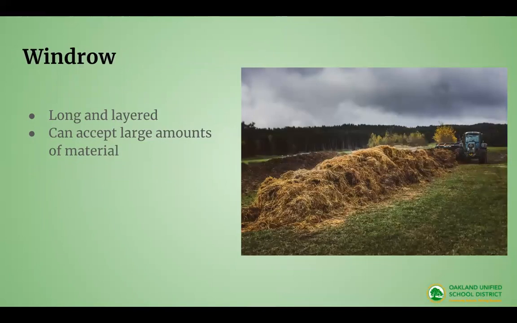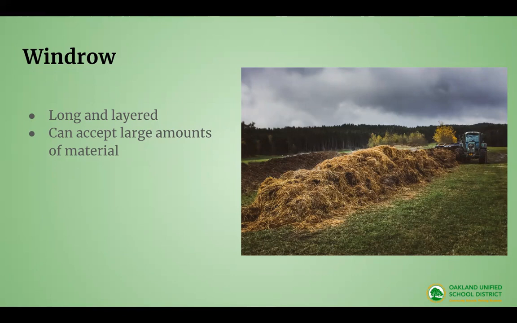And finally, windrows. Windrows are long piles of organic waste that are turned by hand or mechanically, depending on their size. Windrows are similar to a classic compost pile because they both require green and brown compostables. But due to their design, windrows can accept much larger amounts of materials. This is because windrows can be as long as you want them to be, meaning that any excess compostables can just be added to the ends.